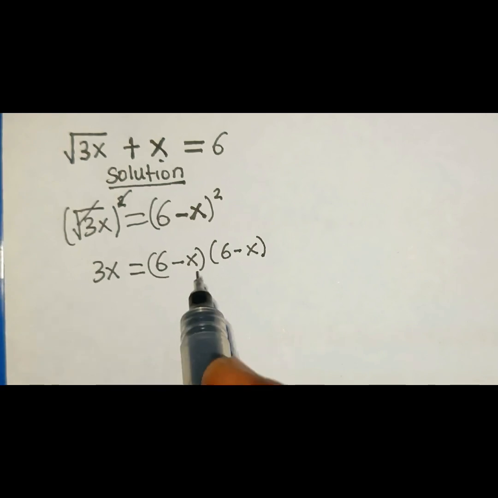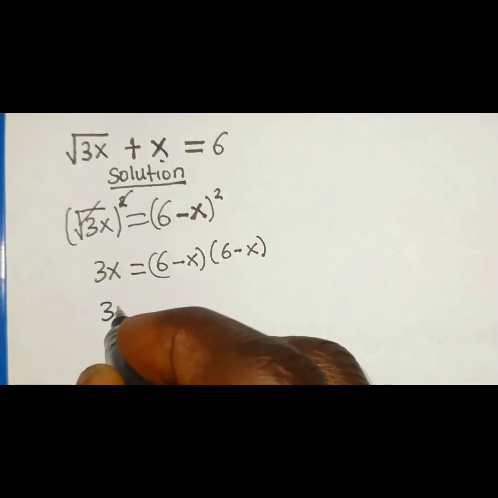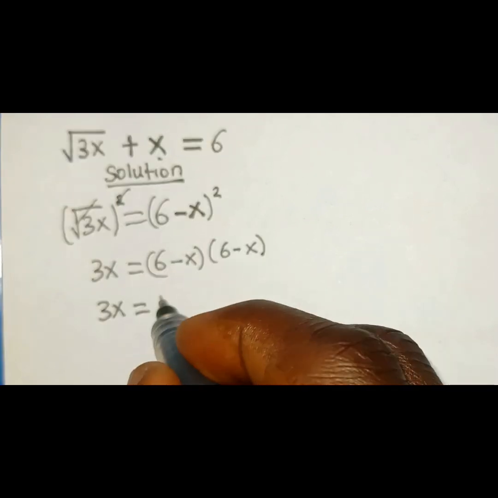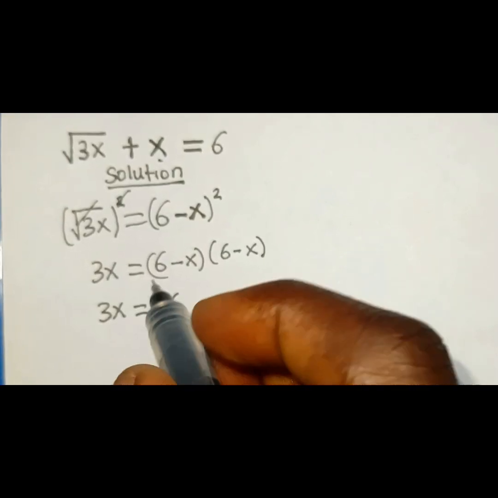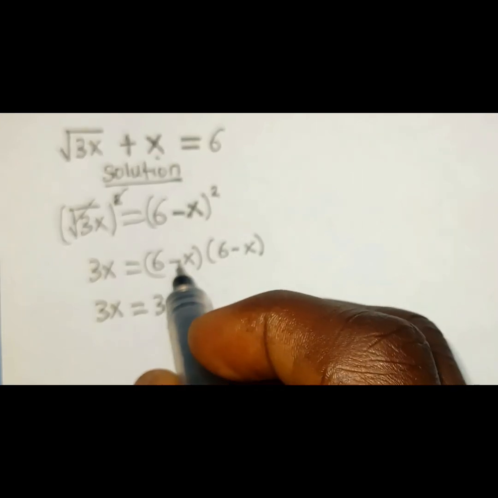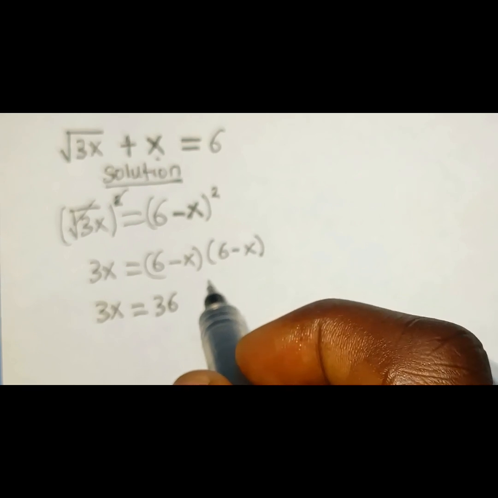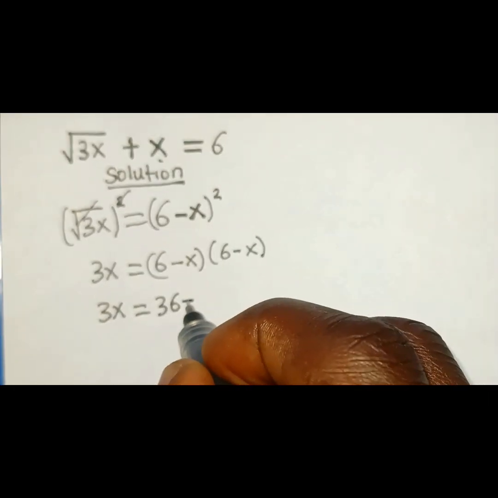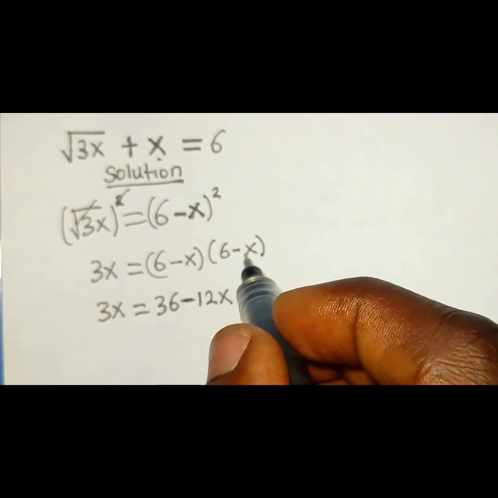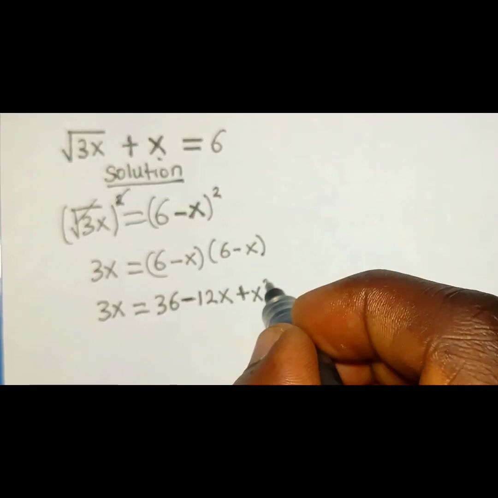Now we are going to expand the bracket on the right hand side. So we are going to have 3x, which is equal to 6 multiplied by 6, which is going to give us 36. Then 6 multiplied by negative x is negative 6x. Then negative x multiplied by 6 is also negative 6x. So when we put them together, it's going to be what? Negative 12x. Then negative x multiplied by negative x is going to give us positive x squared.